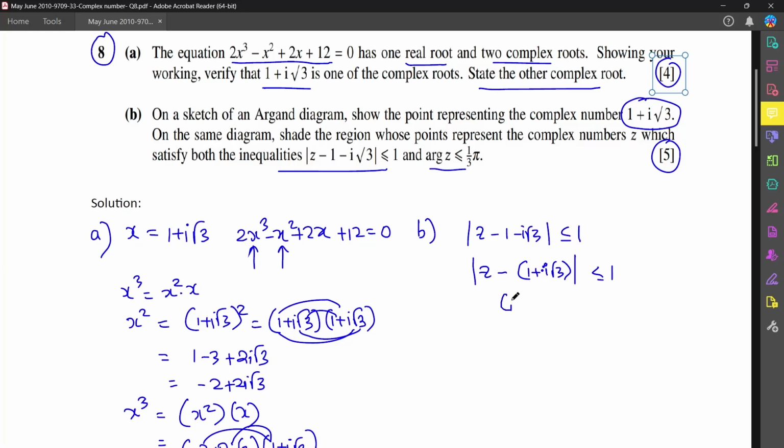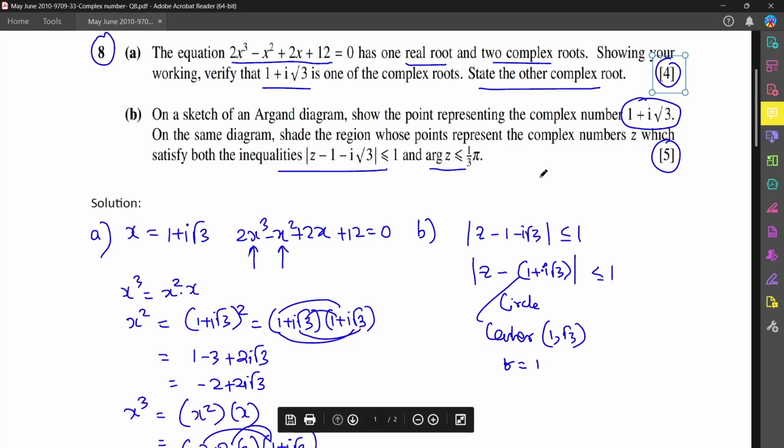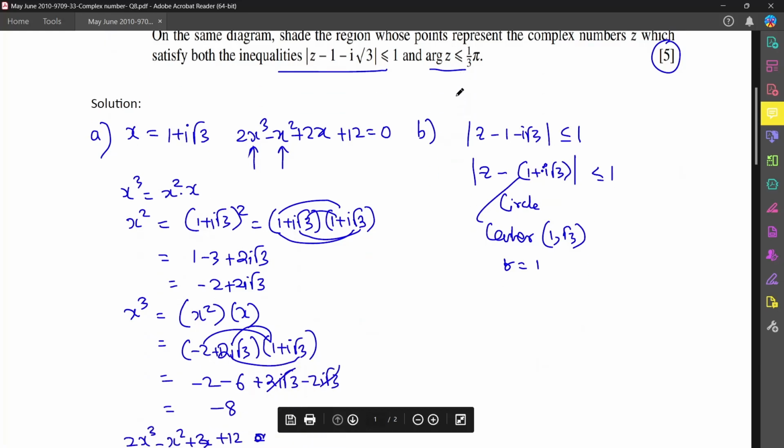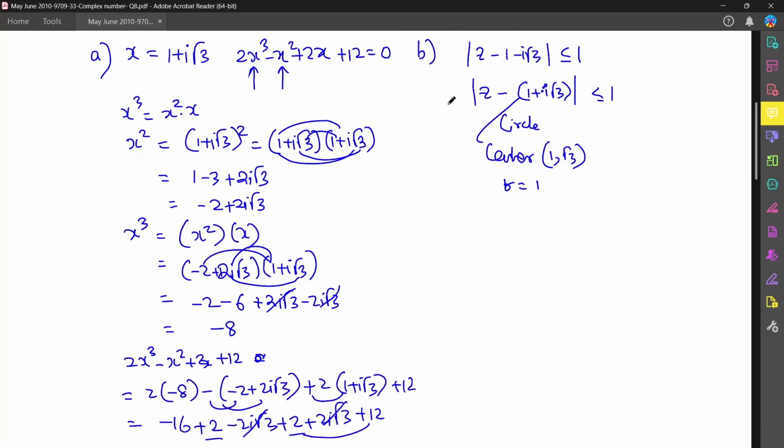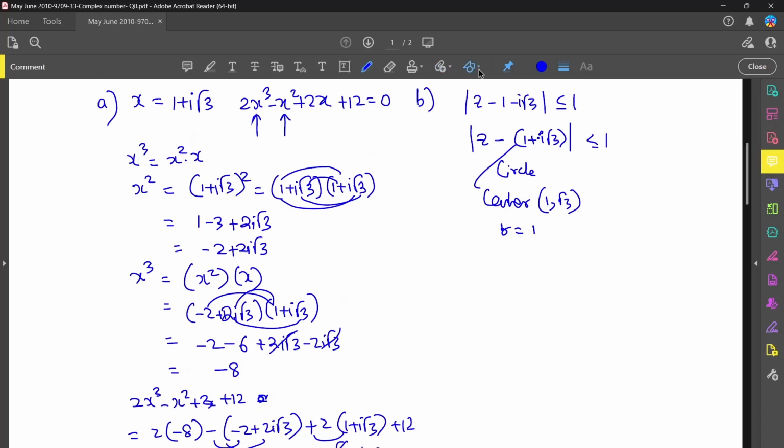So this is nothing but a circle with the center 1 comma root 3 and the radius is 1 unit. Now this one, the argument less than or equal to pi by 3, is nothing but you have to draw a line which makes an angle of pi by 3 with the positive direction of the x-axis. So let's draw this.